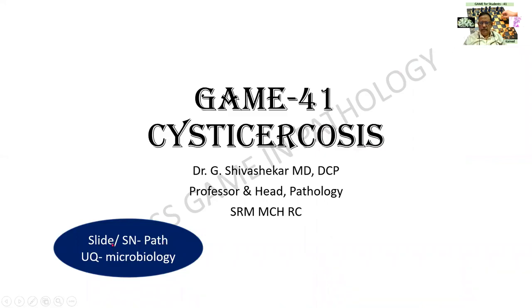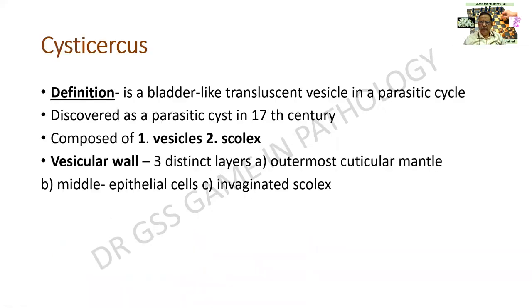Cysticercosis. It is a university short note in pathology, a slide, an MCQ, etc. But a definite university question and an essay in parasitology. The definition of a cyst is a bladder-like translucent vesicle. It can form part of a parasitic cycle. It was discovered in the parasitic cycle in the 17th century.